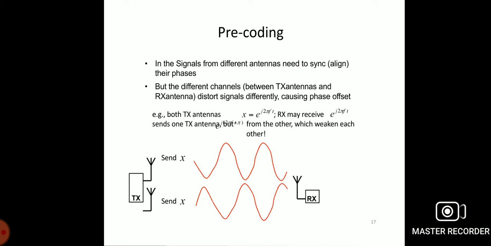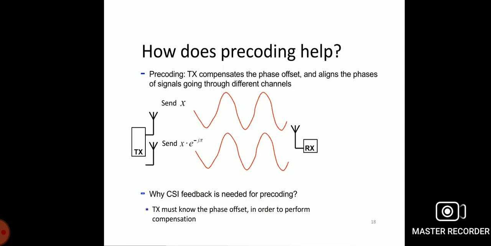So in these techniques, how does precoding help? The precoding transmitters compensate the phase offset and align the phases of the signals going through the different channels. That is, transmitter 1 sends x signals, and transmitter 2 sends x into e power minus j, that is the phase difference, which is equal to the symbol duration in the transmitter side.